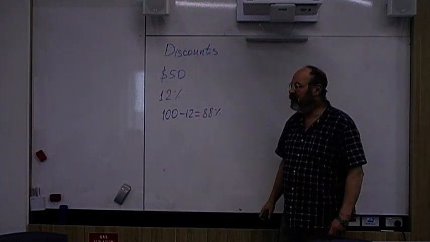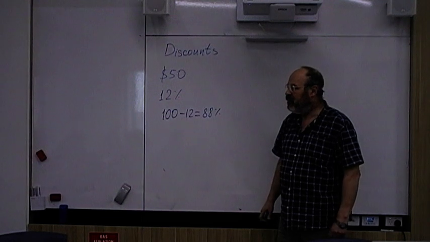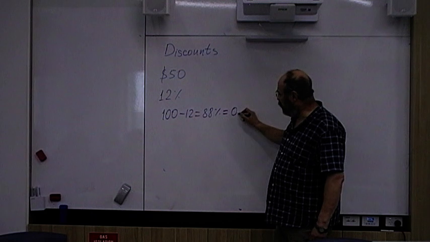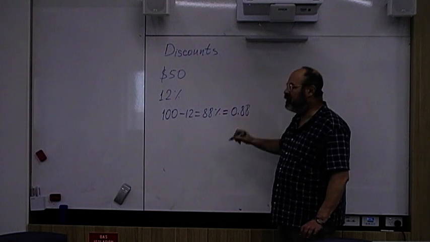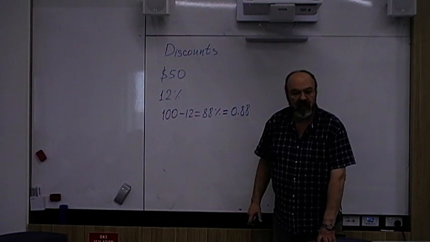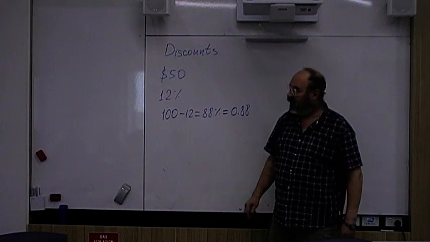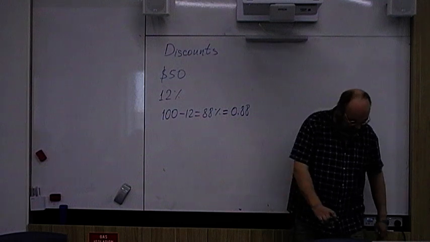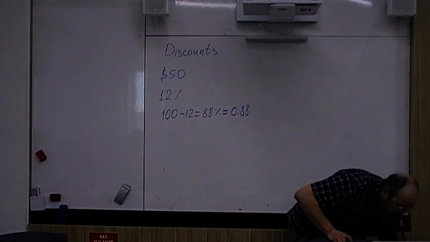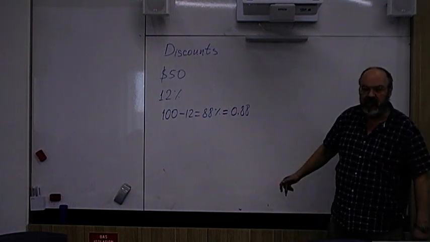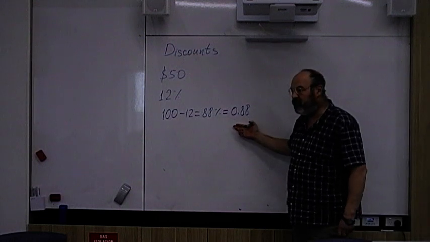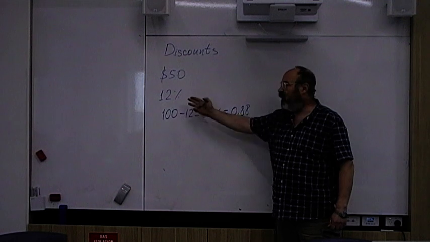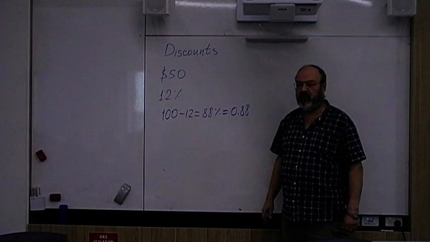And then we turn it into the decimal, 0.88. And next step, we multiply the original price by 0.88. Why are we multiplying by 0.88? Because that's what's left, 88%. That's how many percent is left after the discount of 12%.